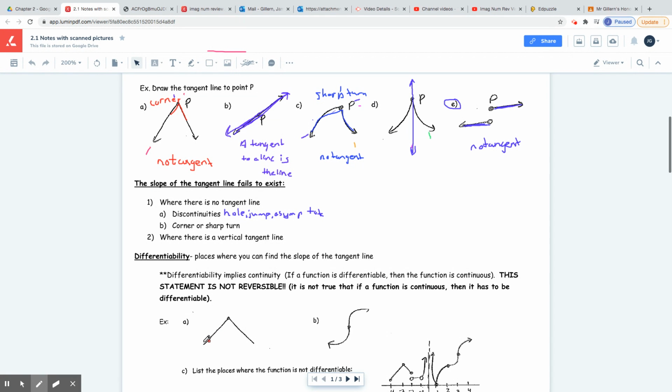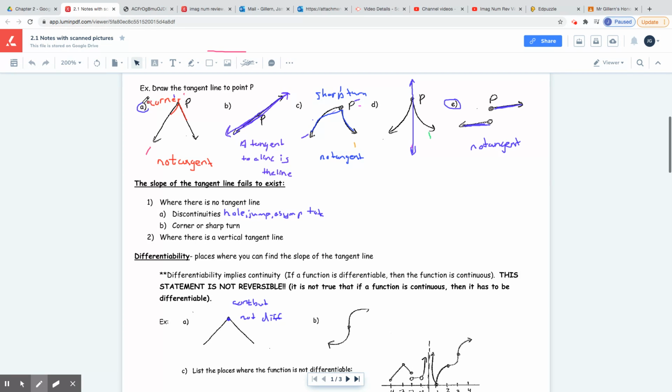For example, this function here is a continuous function. There are no jumps, holes, asymptotes, whatever. However, if I were to try, the tangent does not exist here because it's a corner. So this is continuous, but it's not differentiable. Just because something is continuous does not mean it's differentiable. The reason it's not differentiable is because there's no tangent line here.